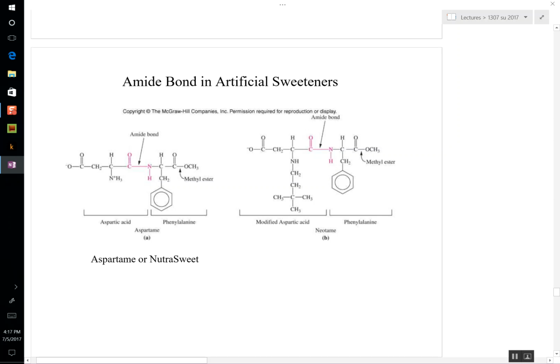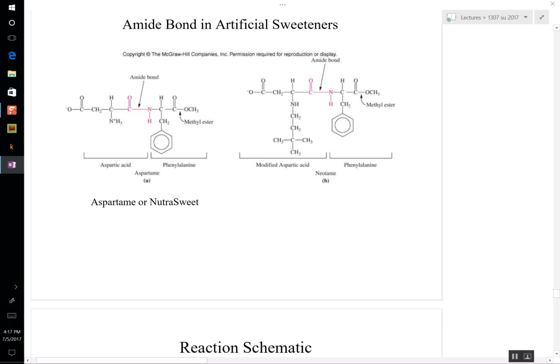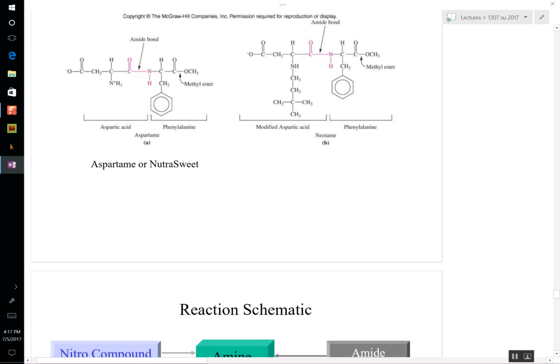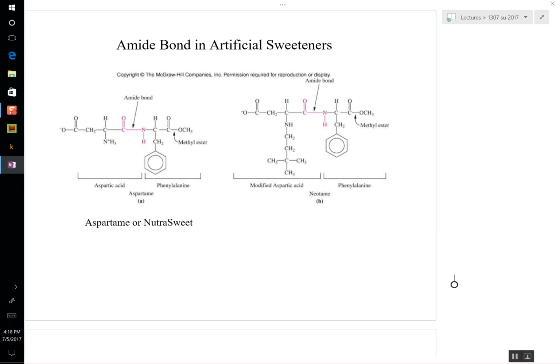Yes, there it is right there, 3,3-dimethyl-butyl, and that blocks the hydrolysis of that bond. So this is stable in the body and won't release phenylalanine. This one will break that bond. Your body will metabolize that and hydrolyze that bond and release phenylalanine. And so someone that's PKU sensitive, I think that's a genetically acquired disorder, can't take aspartame, or they need to take it cautiously.